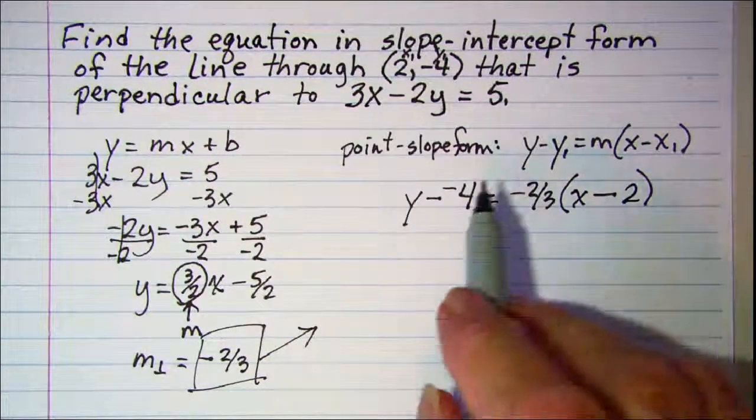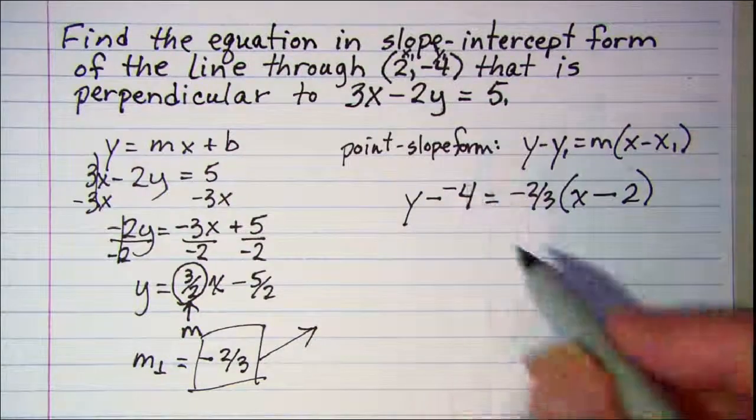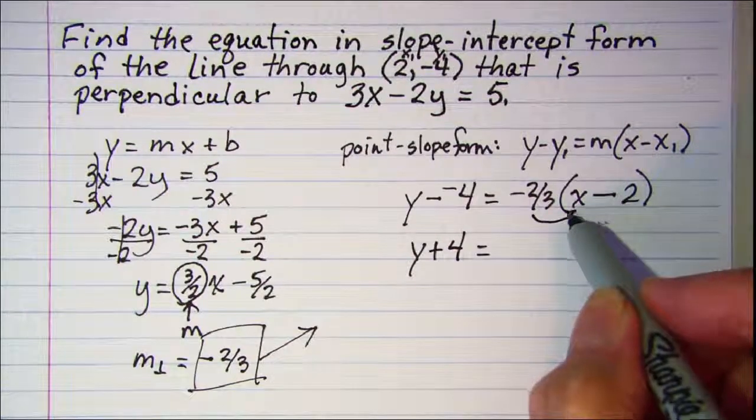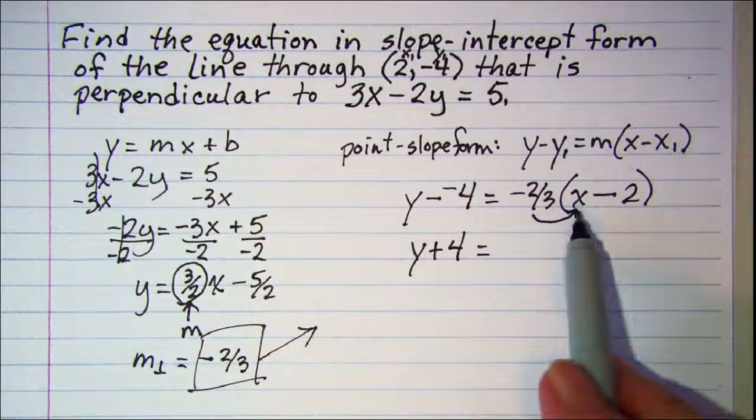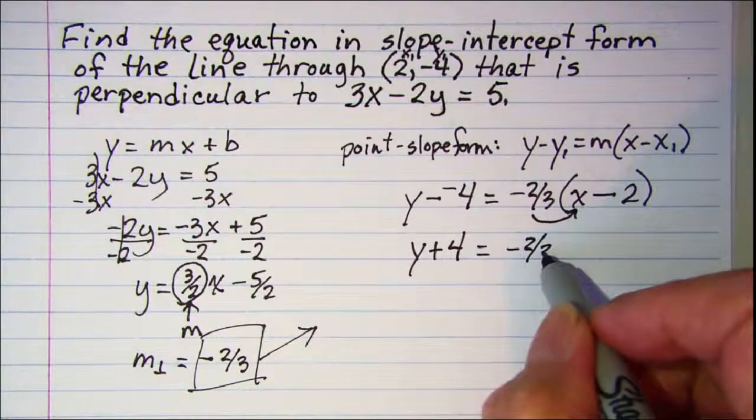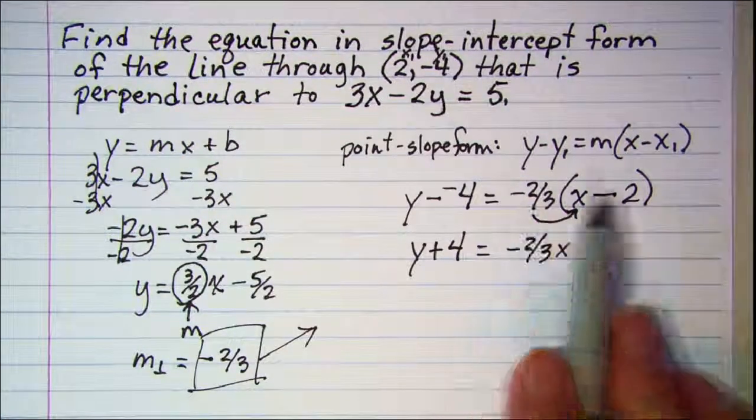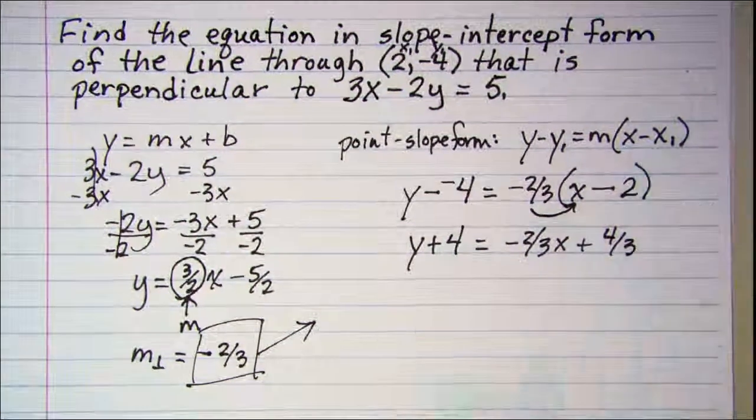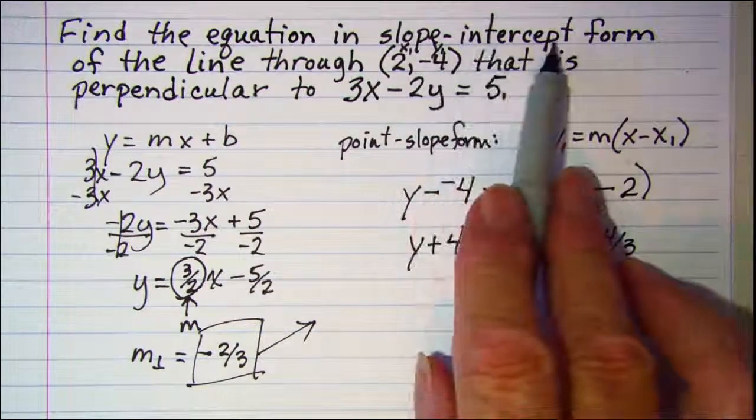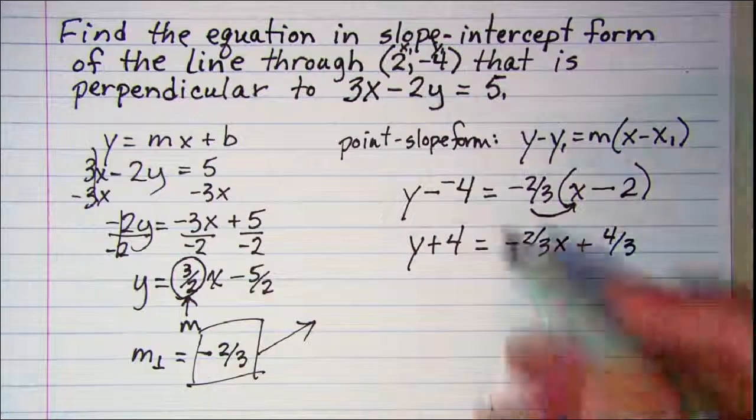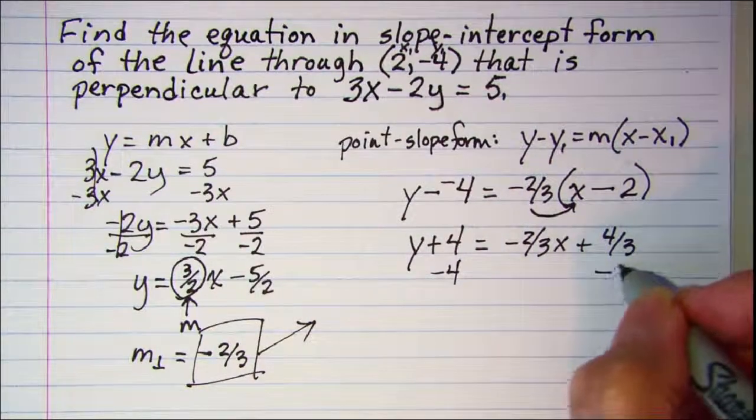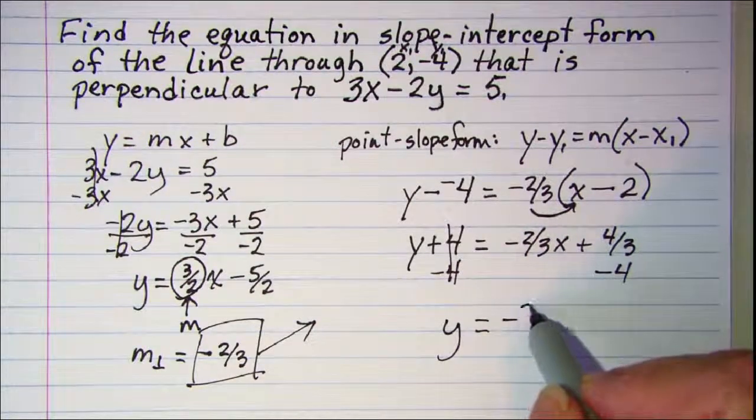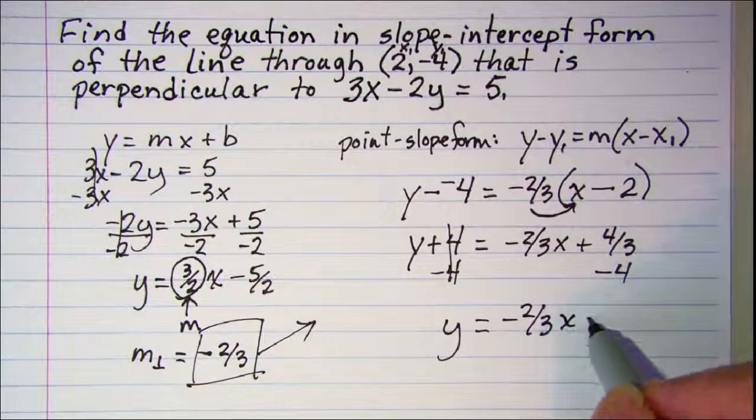Now I need to simplify on the left here. This minus minus is plus, so I have y plus 4. And then let's distribute our -2/3. -2/3 times x is -2/3 x. And -2/3 times -2 is +4/3. Now I need slope-intercept form for my answer, so I'll want to subtract 4 from both sides. These cancel, and I have y is equal to -2/3 x minus 8/3.